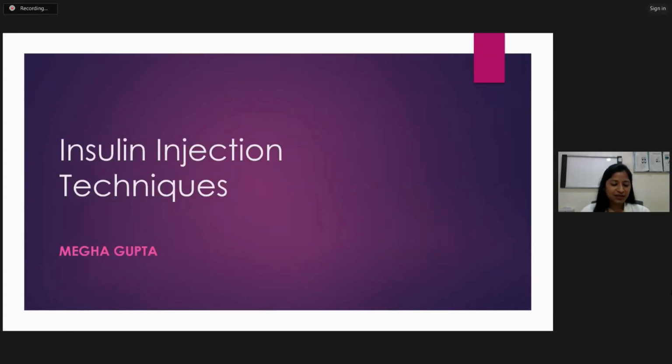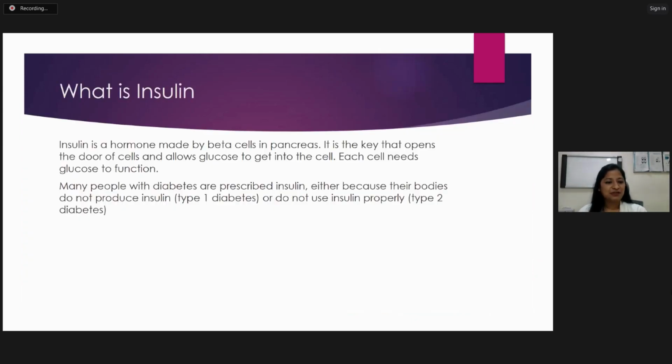My topic today is insulin injection techniques, which is very important for all the diabetes educators present here. First of all, we'll start with the insulin.